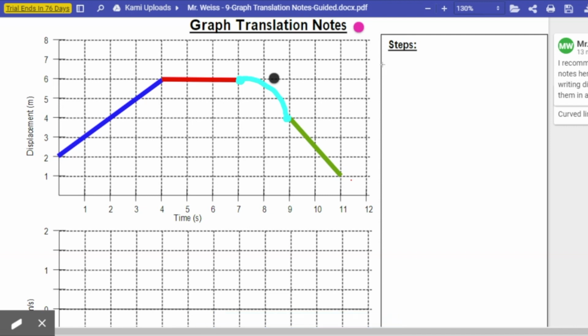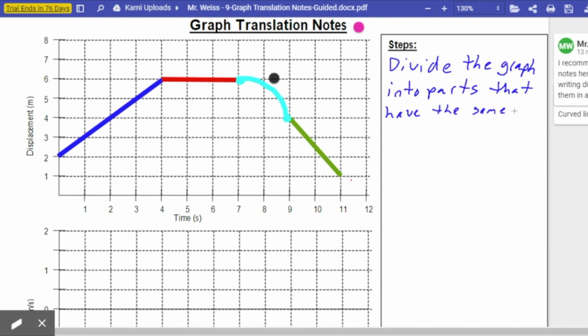I recommend when you see these types of problems to break it down into steps. The first step I think that we should all do is divide the graph into parts that have equal motion. Alright, so just like I mentioned before, this graph has four different parts to it. I've already gone ahead and broken it up.